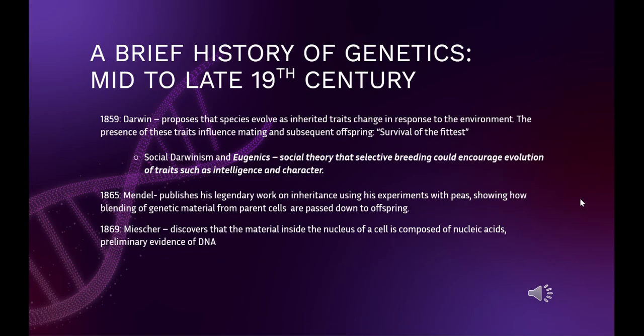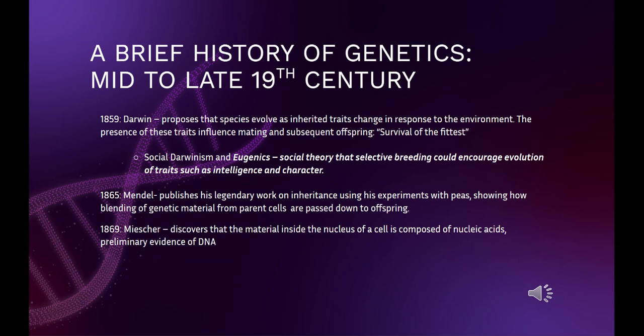All right, brief history. I'm going to start in the late 19th century, this is the 1800s, with Darwin. He wrote The Origin of Species and proposed that inherited traits change in response to the environment. The presence of those traits influences mating and subsequent offspring. And it leads to that phrase that we all know, survival of the fittest, or, some people might use the word natural selection. It's a little more palatable.